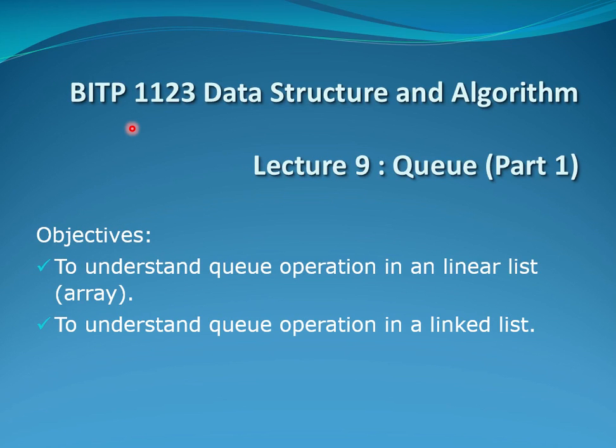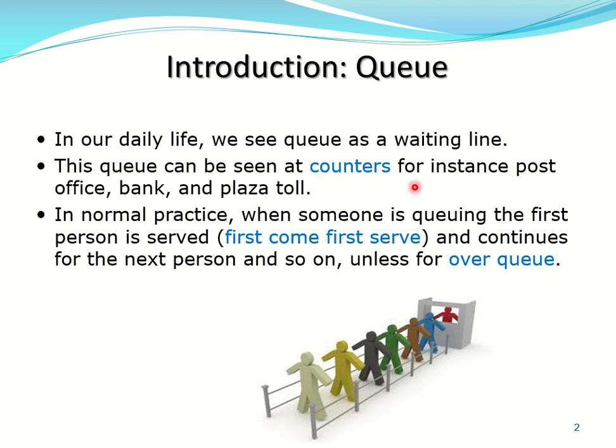Okay, we continue our class, our lecture 9 for the topic queue part 1. So what is queue all about? In our daily life, we see queue as a waiting line. It can be seen at the counters, for instance, post office, bank, or even a plaza toll when you see a queue of cars. In normal practice, when someone is queuing, the person is served.